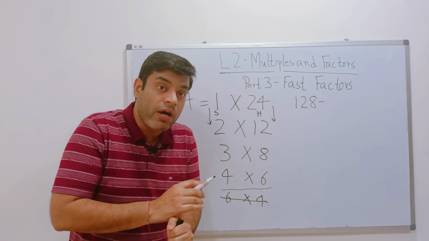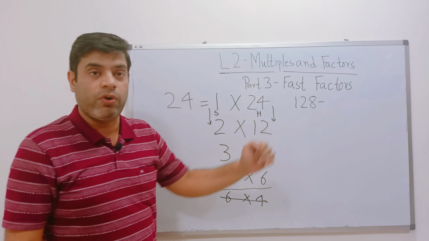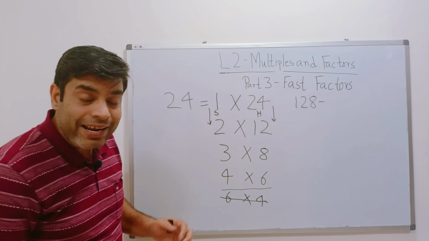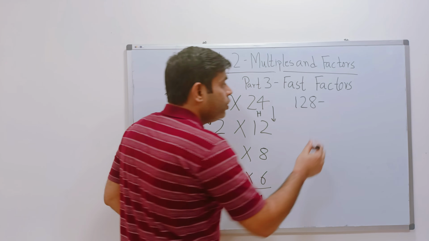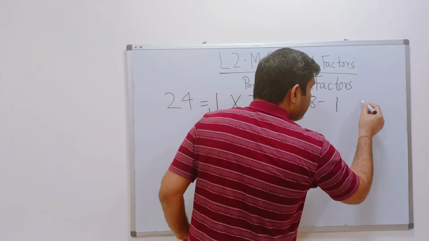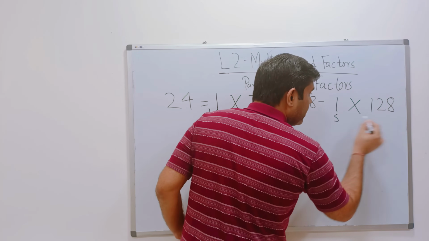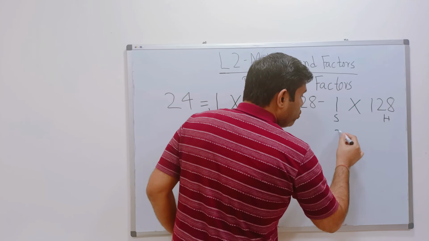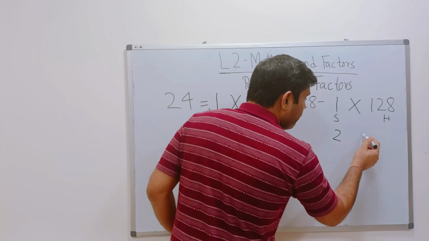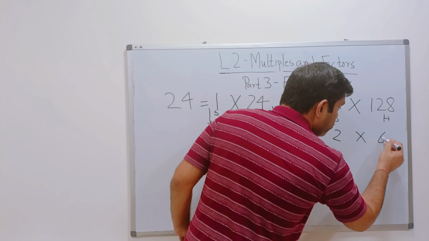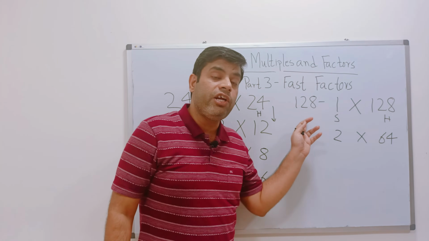The kids who are in higher class would say 24 is an easy example. Let's take 128 for them. Let's try with 128, and here we will use the divisibility test in a better way. Again, we start with 1 multiplied by 128, which is very, very simple. The smallest factor and the highest factor. Then 2, it's an even number, so it's obvious that 2 would be a factor. What do I multiply with 2 to get 128? 64. Then 3, is 3 a factor of 128 or not?